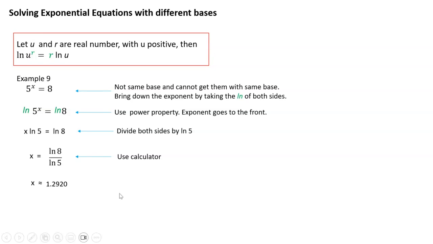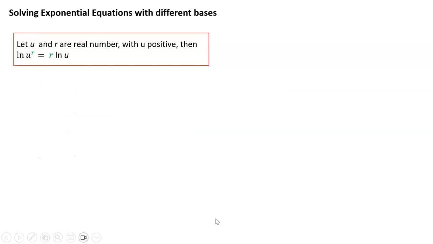Also, can we check our work? Of course we can. So x equals approximately 1.2920, and we're going to plug that value in for x. You're not going to get exactly 8. You're going to get a little bit under or a little bit over, but it always rounds off to 8. You see, this is my solution. 5 raised to the 1.2920 power gives you 7.99996, which eventually rounds up to 8.